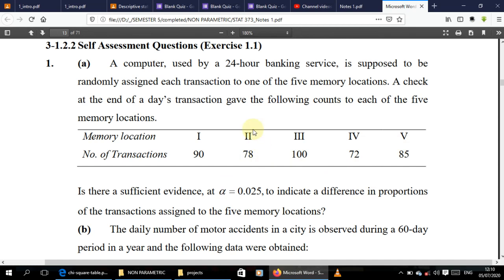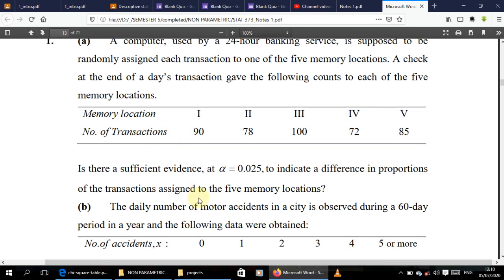Remember here, n wasn't specifically stated in the question, so you sum this up to see what n is. For this kind of question, the probabilities are equal: 1/5, 1/5, 1/5, 1/5, 1/5. Then you multiply by n, by summing this, to get your EIs, and then find your test statistic, and then you'll be fine.